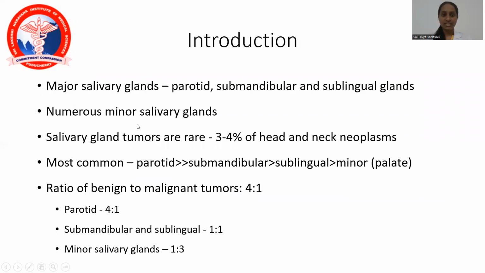Salivary glands are divided into major and minor salivary glands. Major salivary glands consist of the paired parotid, submandibular, and sublingual glands. There are a number of minor salivary glands spread across the oral cavity and the oropharynx. Salivary gland tumors are very rare. They only consist of 3 to 4% of head and neck neoplasms.